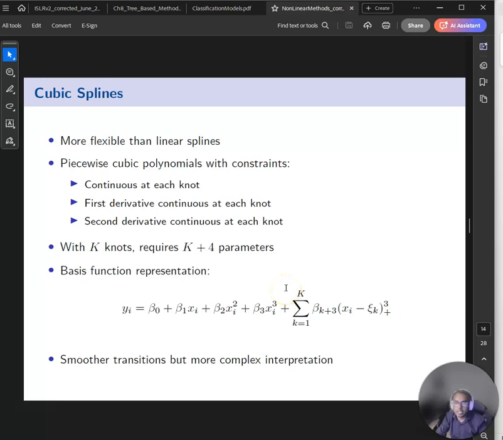Cubic splines address this limitation, and by this limitation I'm referring to the limitation of linear splines being prone to abrupt changes. Cubic splines address this by using cubic polynomials in each segment that allows for smoother transitions. Cubic splines are more flexible than linear splines because they are piecewise cubic functions with important continuity constraints. They are continuous at each point, and their first and second derivatives are also continuous at each point.